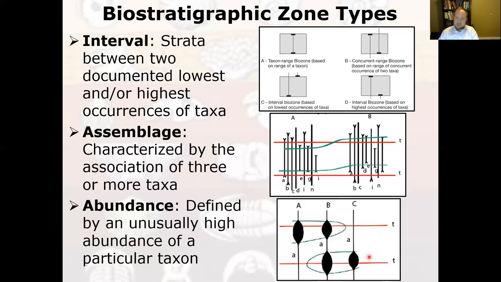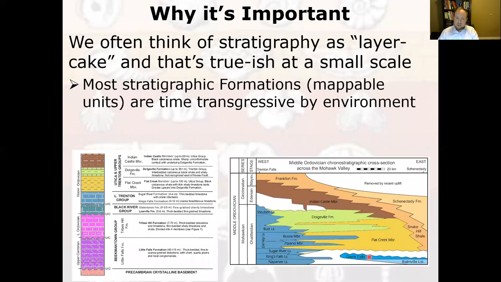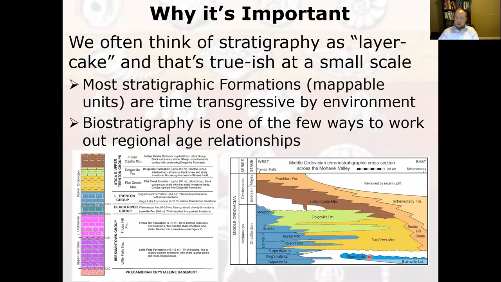But why do we care? Why do we care about these ages so much? Why does it matter what age a rock is? We can map around formations. So most stratigraphic formations, like say the Oswego sandstone, the mappable scale units, they're time transgressive by environment.